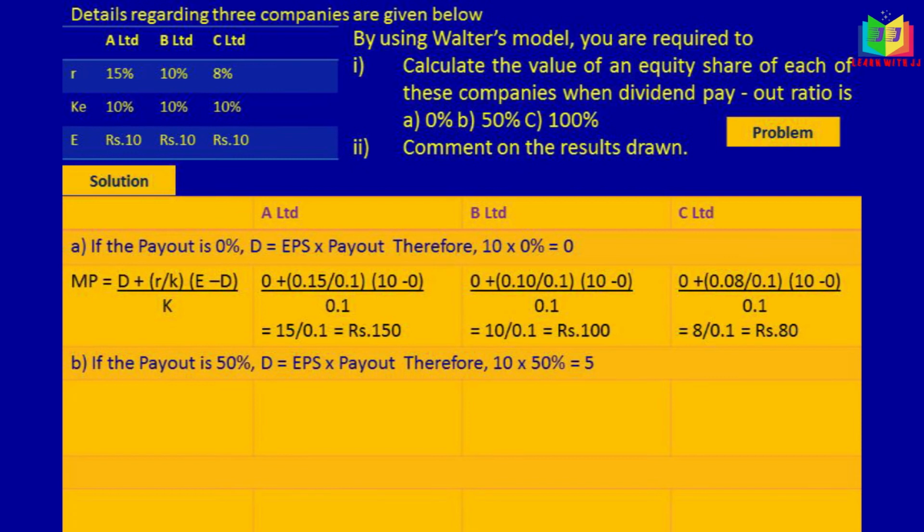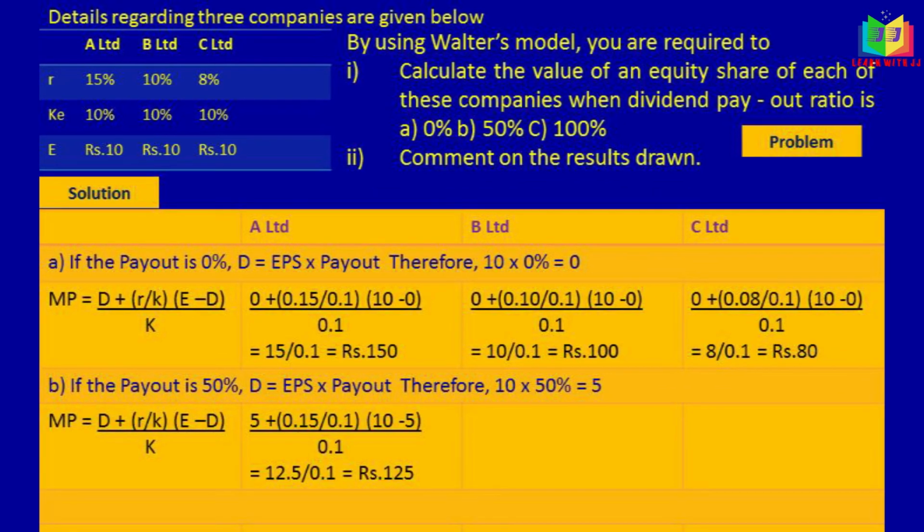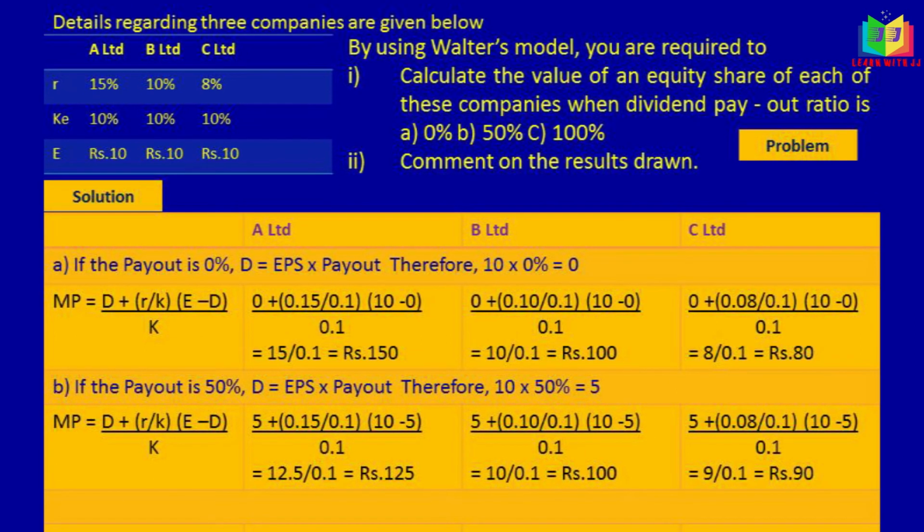Now we have to calculate for 50% payout. For 50% payout, D is equal to 10 into 50%, which gives 5. Five is the dividend, so using that we substitute in the formula. For A we get rupees 125, for B we get 100, and for C we get 90 rupees.